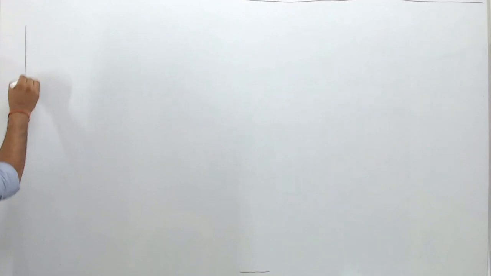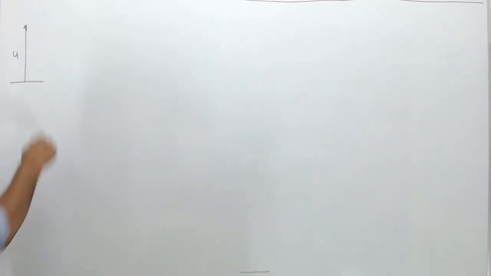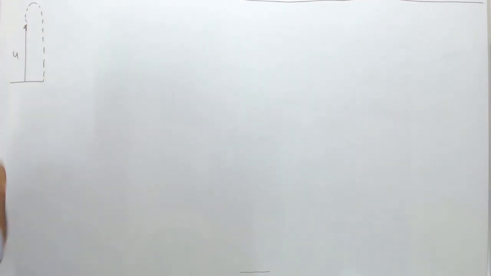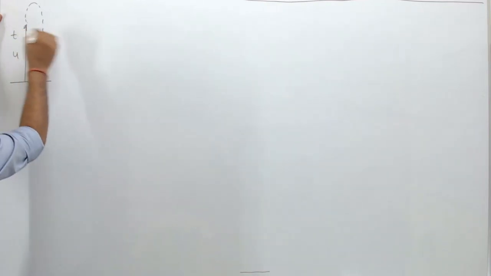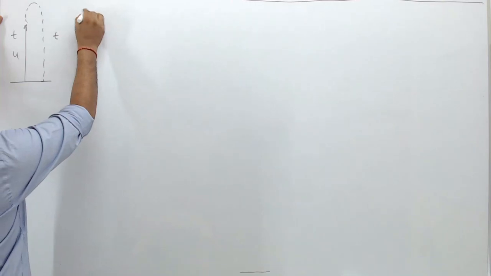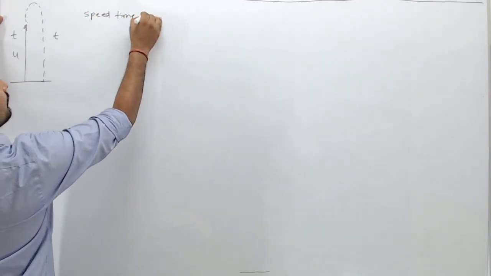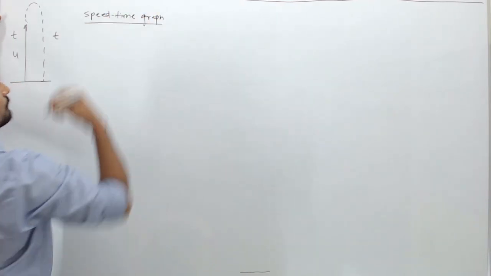Let's suppose the body is thrown upward with a velocity u. It will go up, and it will come down. It will take some time to complete this motion. So let us say that it took some time t to go up and it took the same time to come down. I want to draw the speed time graph.